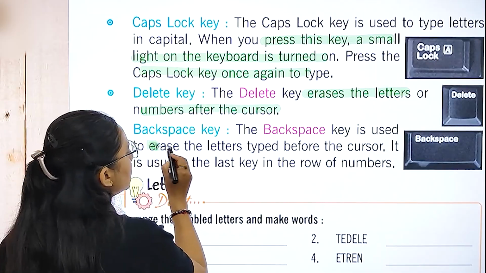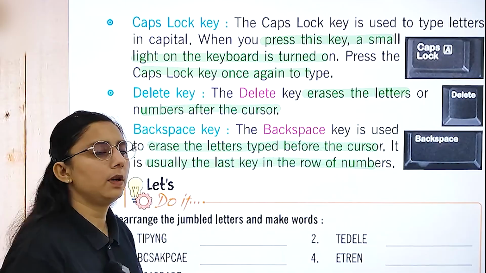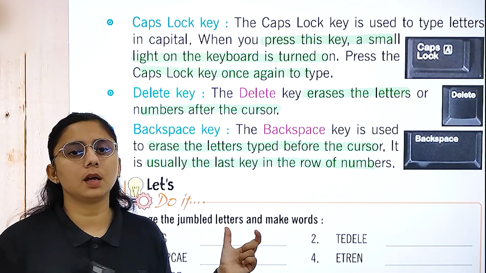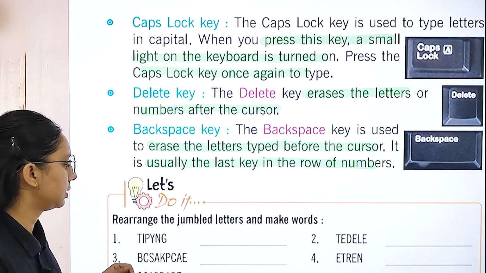Backspace key, it is used to erase the letter typed before the cursor. It is usually the last key in the row of number. Where your row of number is there, you can see the backspace. It is present at the last.